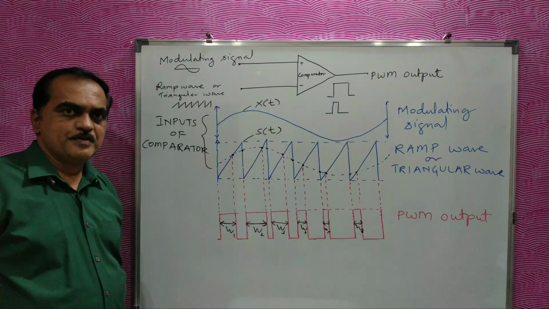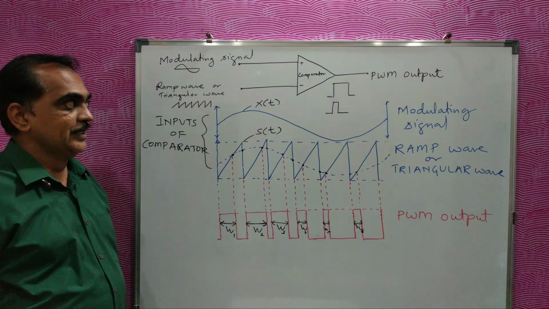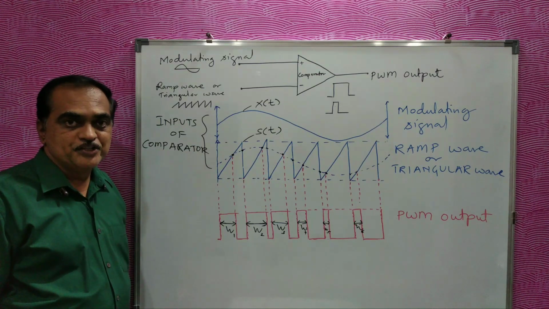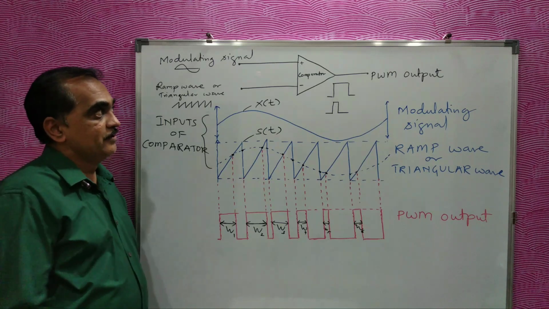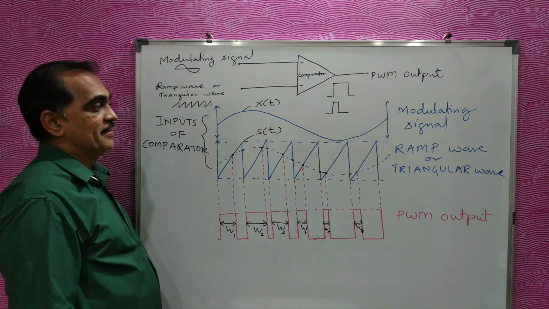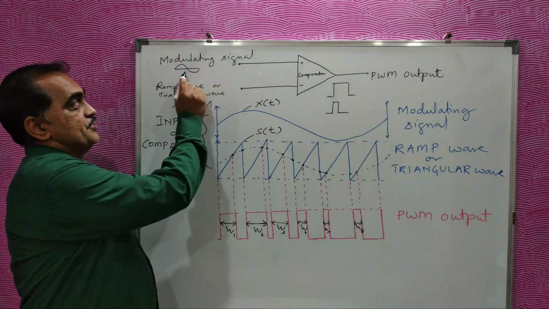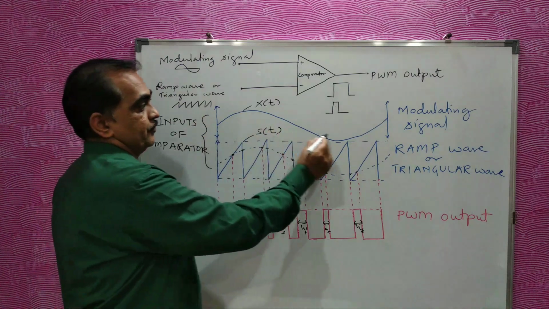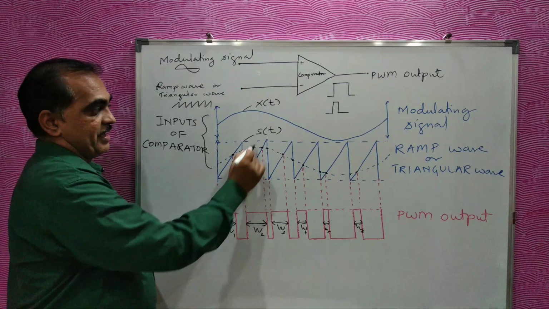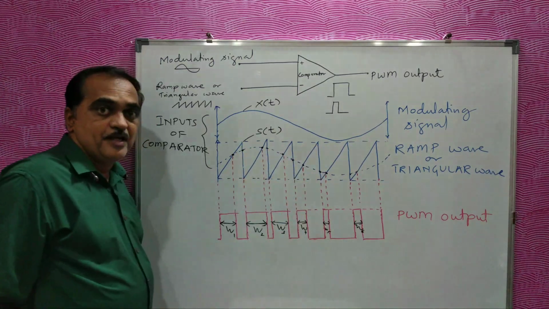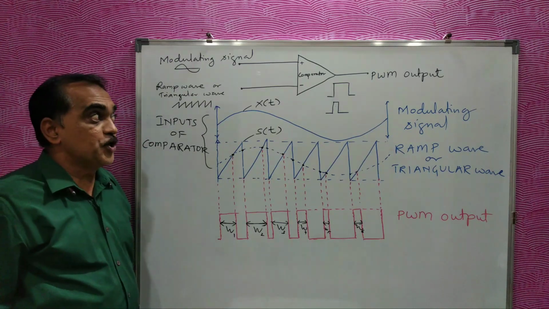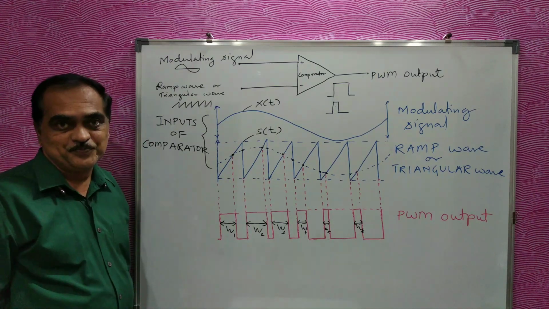Dear students, here we see today the generation of PWM output. For the generation of PWM output, we require a comparator. And the two inputs of this comparator are the modulating signal, the analog wave, and a ramp wave. Whenever these two signals intersect each other, the output of the comparator is going to change its state.